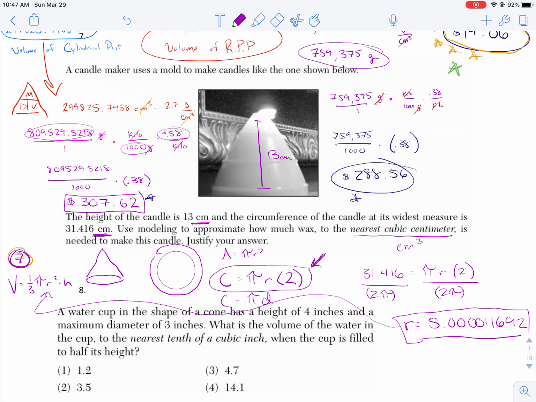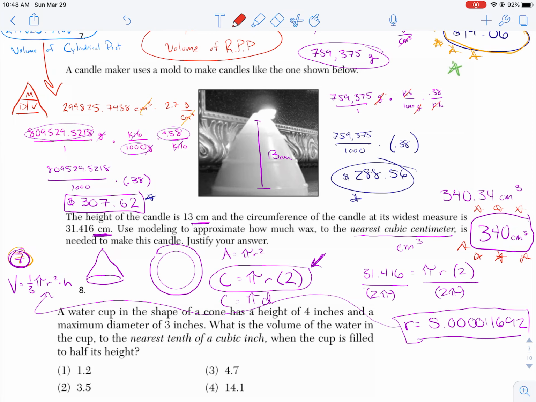So multiply that by 13, and you should get an answer of 340.34 centimeters cubed. This is to the nearest cubic centimeter, so your final answer is 340 centimeters cubed. Okay? And that's your final answer. Let me put some stars around there so people know where to look. And that's the answer to number 7.